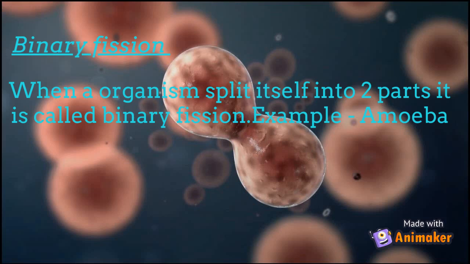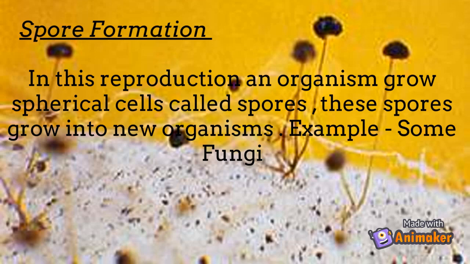Binary fission. When an organism splits itself into 2 parts, it is called binary fission. Example, amoeba. Spore formation. In this reproduction, an organism grows spherical cells called spores. These spores grow into new organisms. Example, some fungi.